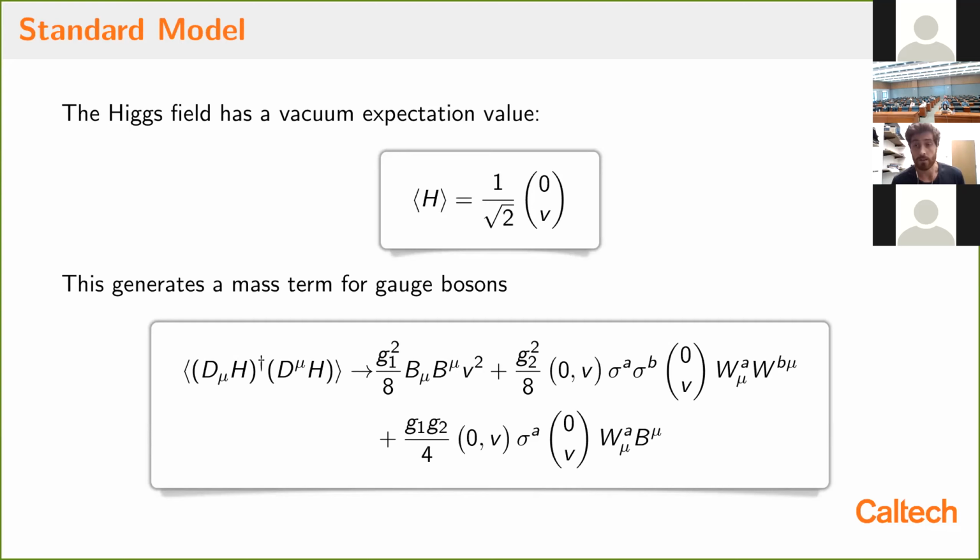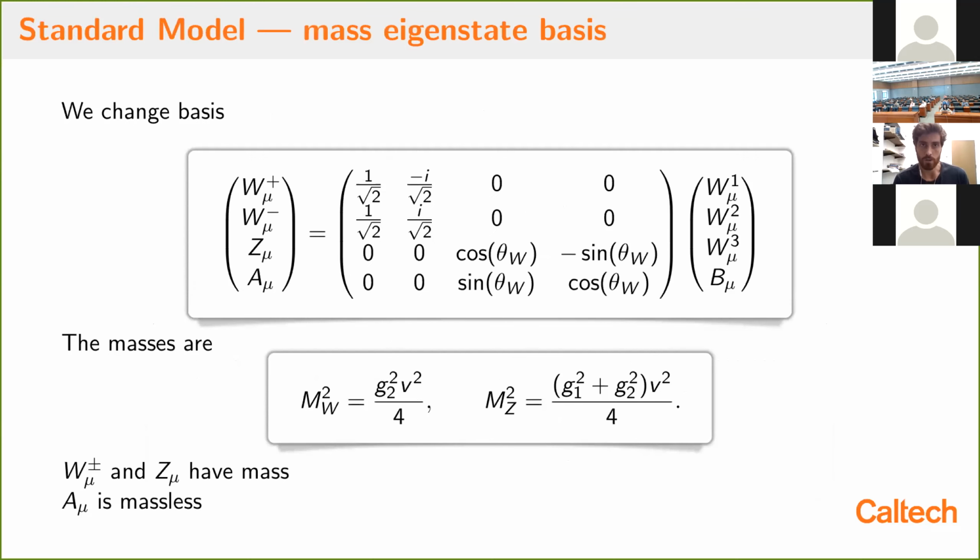And if you would like to find the eigenvalues and eigenvectors for this mass matrix, we can always change basis to the mass eigenset basis. And this is, of course, well known how to do. So you just change your gauge field to this other set of gauge fields using this rotation matrix here. And as a consequence, you get the masses for the W and Z boson, which depend on the gauge couplings and the Weinberg angle.